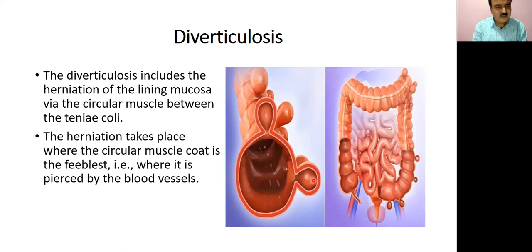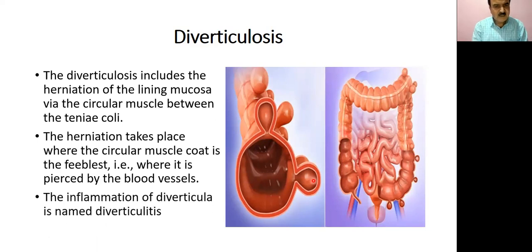Now, herniation takes place where the circular muscle coat is thin, where it is pierced by the blood vessels. The inflammation of diverticula causes diverticulitis. So this pouch may get infected and inflamed, called diverticulitis.